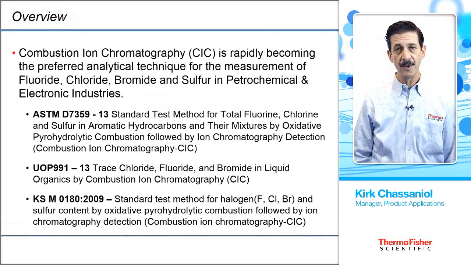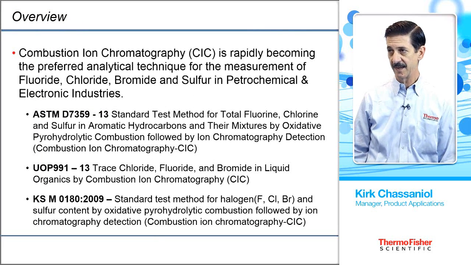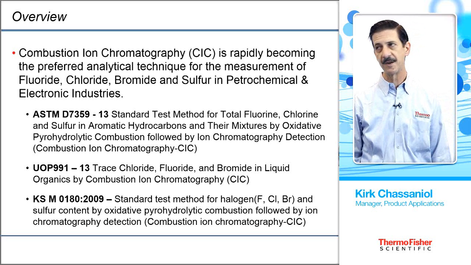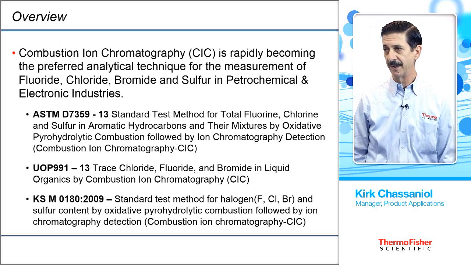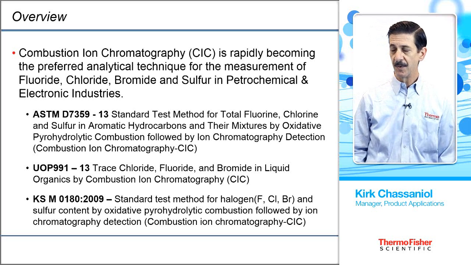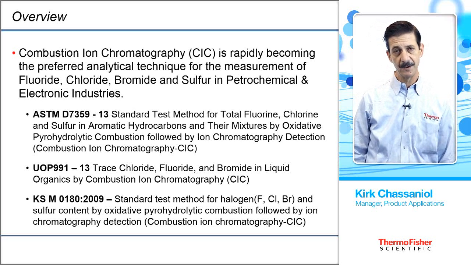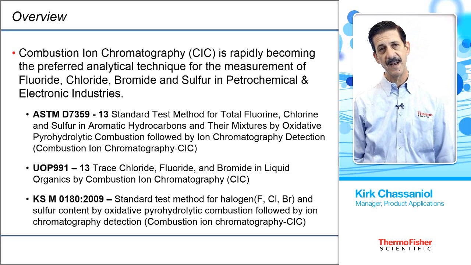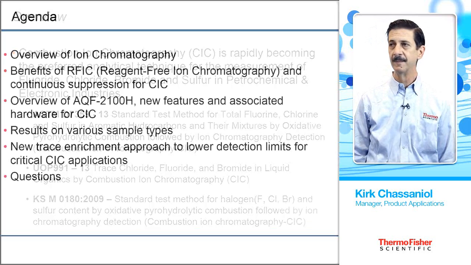There are regulatory methods associated with the technique. ASTM has a method, the standard test method for total fluorine, chlorine, and sulfur in aromatic hydrocarbons, followed by pyrohydrolytic combustion. And there are two other UOP methods, as well as a standard within the country of Korea as well. Again, same technique, analysis of halogens using combustion ion chromatography.